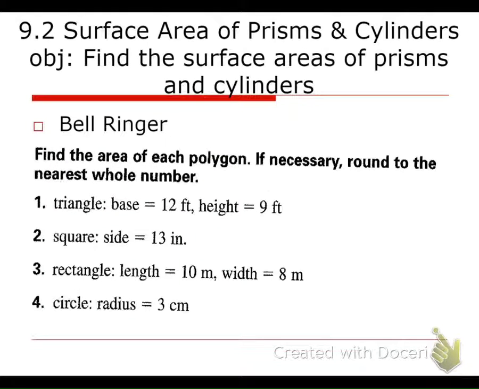Right now we are on section 9.2. We're doing surface area of prisms and cylinders. Your objective, which is already at the top of your page because we've already done this once, is to find the surface area of prisms and cylinders. So, how do you calculate the area of a triangle?